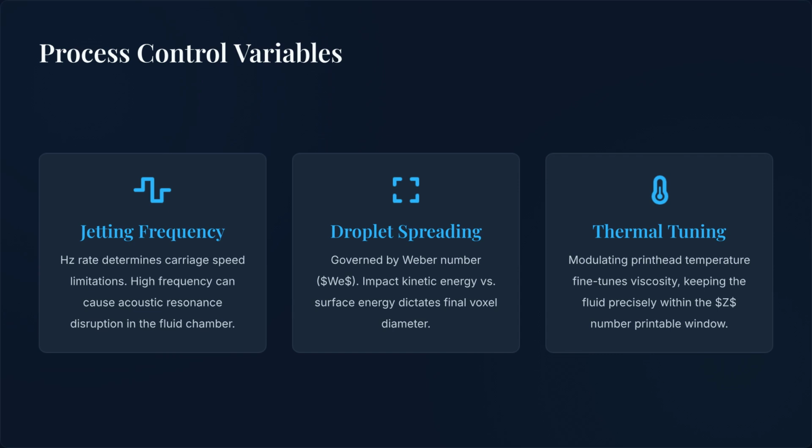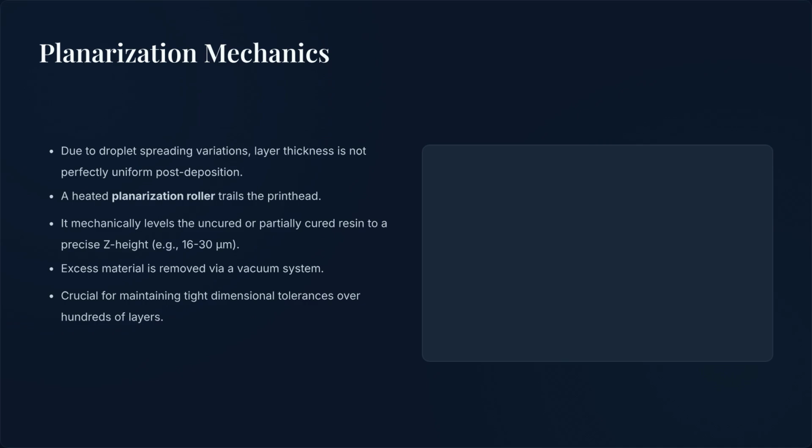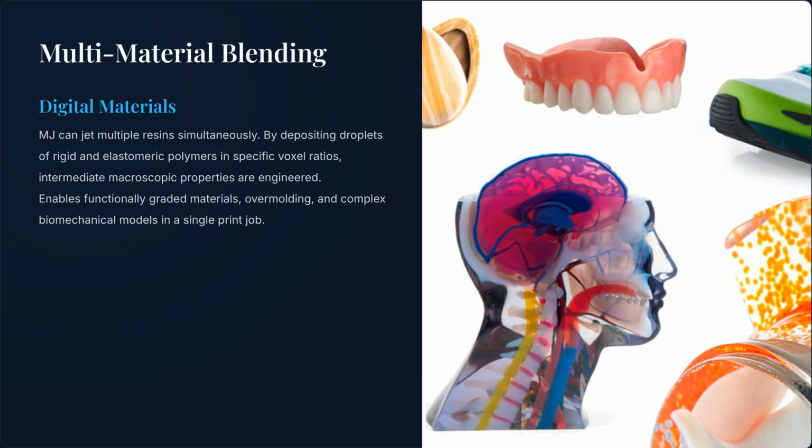Critical process control variables include jetting frequency, which impacts carriage speed, droplet spreading governed by the Weber number, and thermal tuning to keep fluid viscosity within the optimal printable window. Finally, a heated planarization roller is used to level the resin to a precise height post-deposition, ensuring dimensional tolerance and uniformity throughout the build.